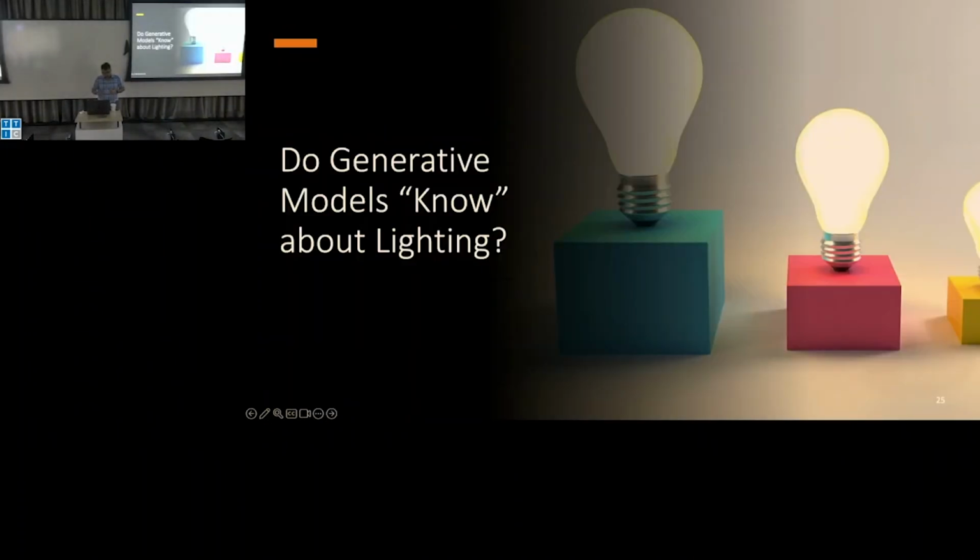So the first question that we asked was, do generative models know anything about lighting? If they do, can we control it? So the hypothesis that we had was these models learn lighting physics implicitly. Now, can we use generative image models to recover this lighting phenomena? There are many generative models out there, but for today's talk, we'll mostly focus on two of them.